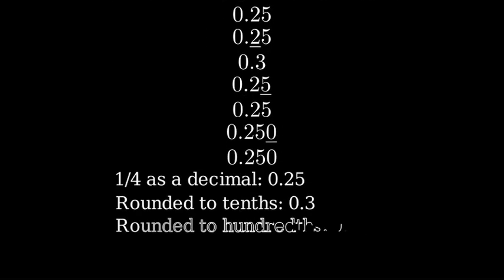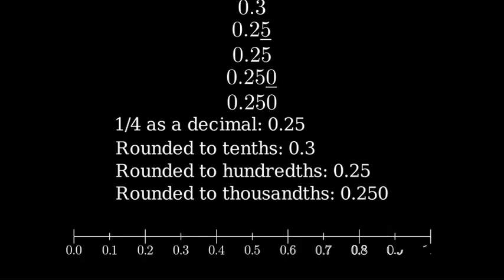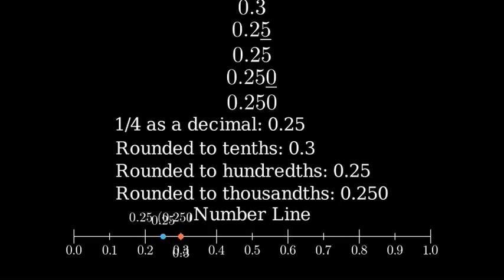Let's summarize our results. To visualize this, let's look at these results on a number line. Here's where 0.25 falls on our number line. When we round to the tenths place, we move to 0.3. When we round to the hundredths or thousandths place, we stay at 0.25. This visualization helps us understand how rounding affects the position of a number on the number line. Remember, when we round, we're finding the closest value at the specified decimal place.